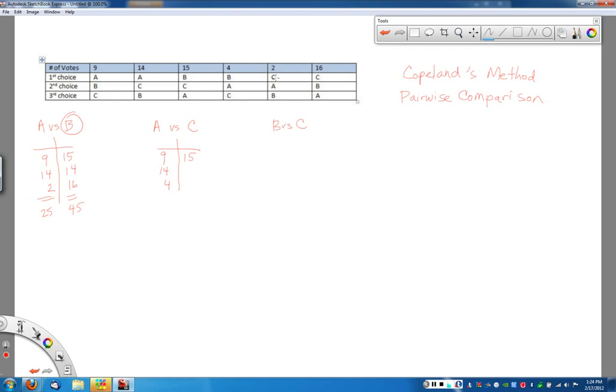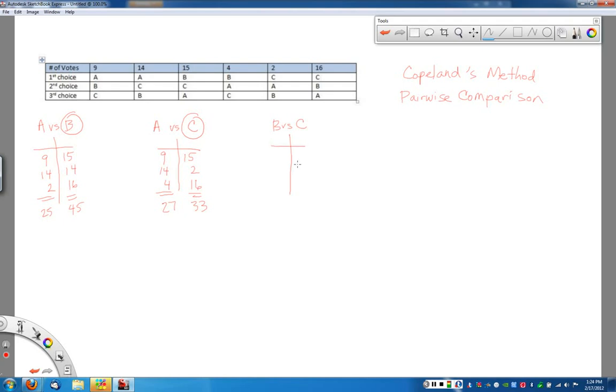A against C, C is higher, so C gets the 2 points. And A against C, C is higher here and gets the 16 points. Add up the columns. This is 18 plus 9, which is 27. Add these ones up, and I'm at 33. And in this case, 33 wins, so C is the winner.